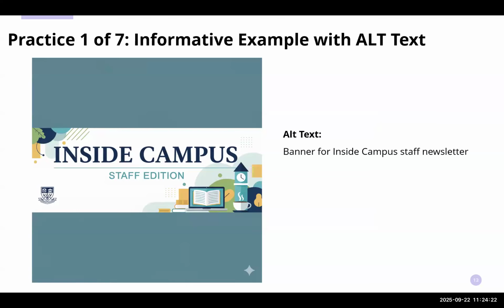Here, the alt text says, banner for Inside Campus Staff newsletter. Very clear, short, and precise. This works well because it's to the point and highlights whatever is important. No need for any additional information, as it is self-explanatory for what the image is. So this was quite simple, I would say. We will move to a complex one going forward. So let's check our second example. Next slide, please.